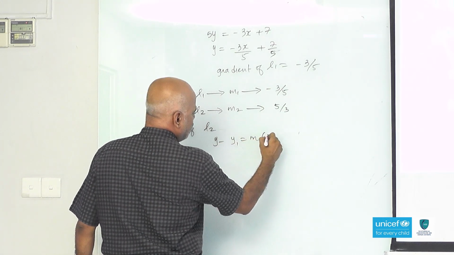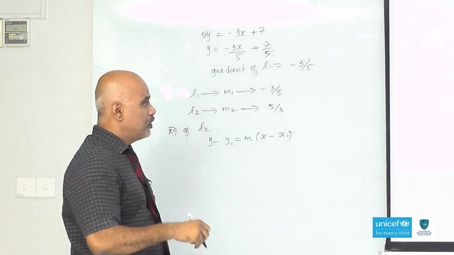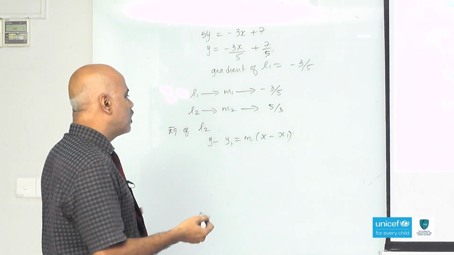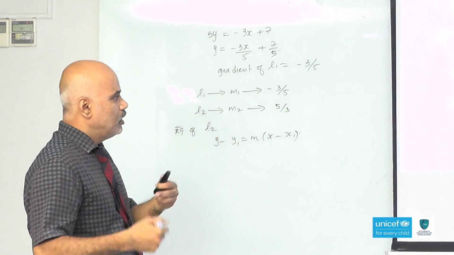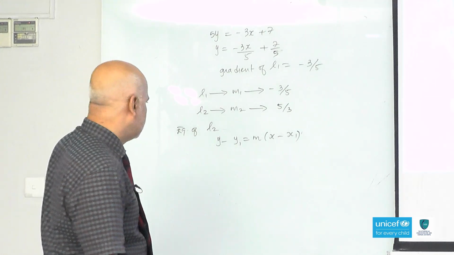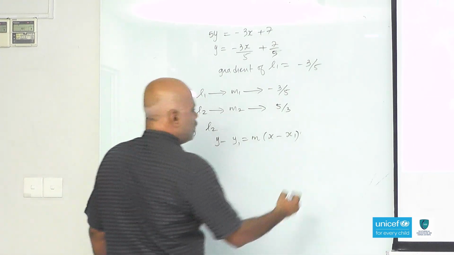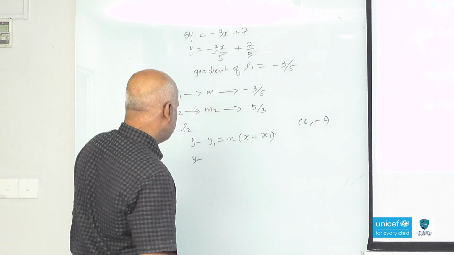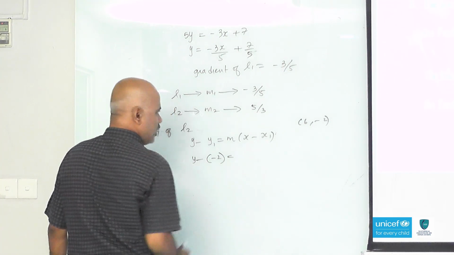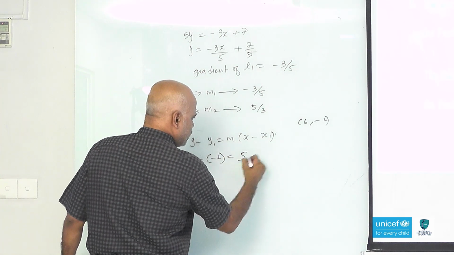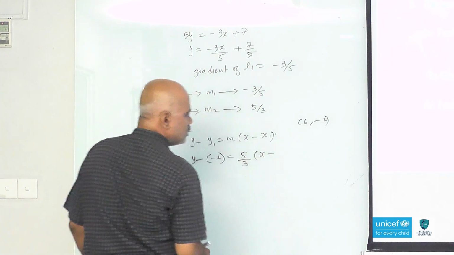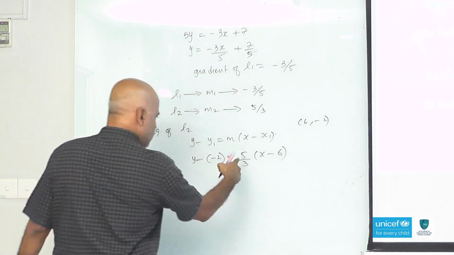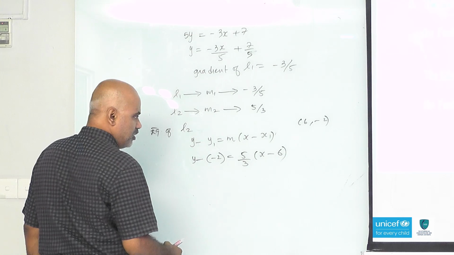Always writing down the formula is worth it every time, because you don't need to separately memorize the formulas. Whenever you work out a question, it is better to write the formula so that unknowingly you are memorizing the formulas. So here the point is given as (6, -2). So y1 is minus 2, gradient is 5 by 3, x minus 6. Here I prefer to do the cross multiplication, not to remove the bracket and simplify as fractions.